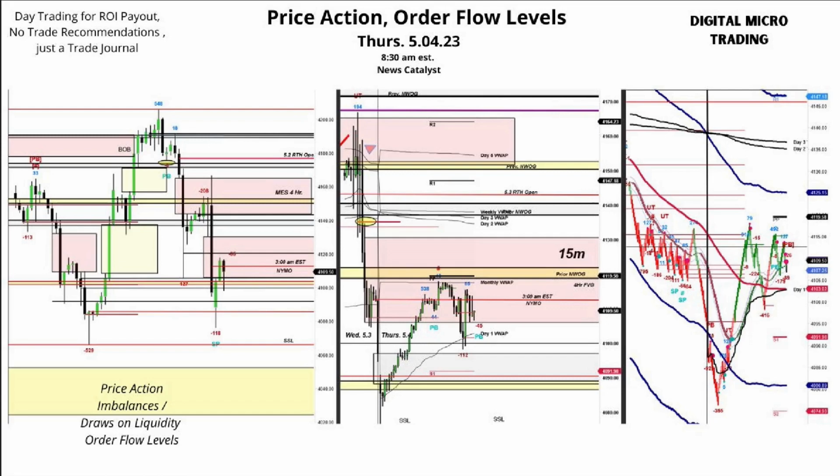No trade recommendations. It's just a trade journal. Going to cover price action, order flow levels for Thursday, May 4th, 2023. And we do have an 8:30 a.m. Eastern Standard news catalyst. I'm going to talk about a few charts on price action, imbalances, balances, draws on liquidity, and order flow levels. Let's get to it.